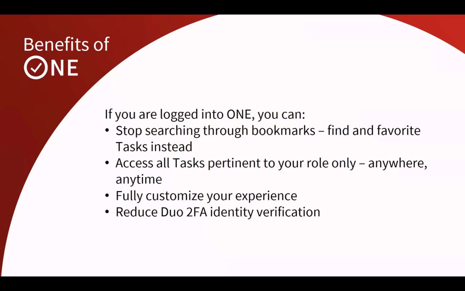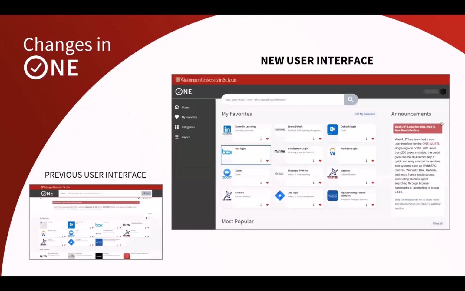A big advantage of using the single sign-on feature of ONE from a user perspective is that it reduces the number of times you need to verify your identity with dual 2FA. All tasks that are managed by WashU IT, I'll give you some examples. Outlook, Box, Workday, PlanView, and many, many more will not require an additional 2FA after they are accessed through ONE.